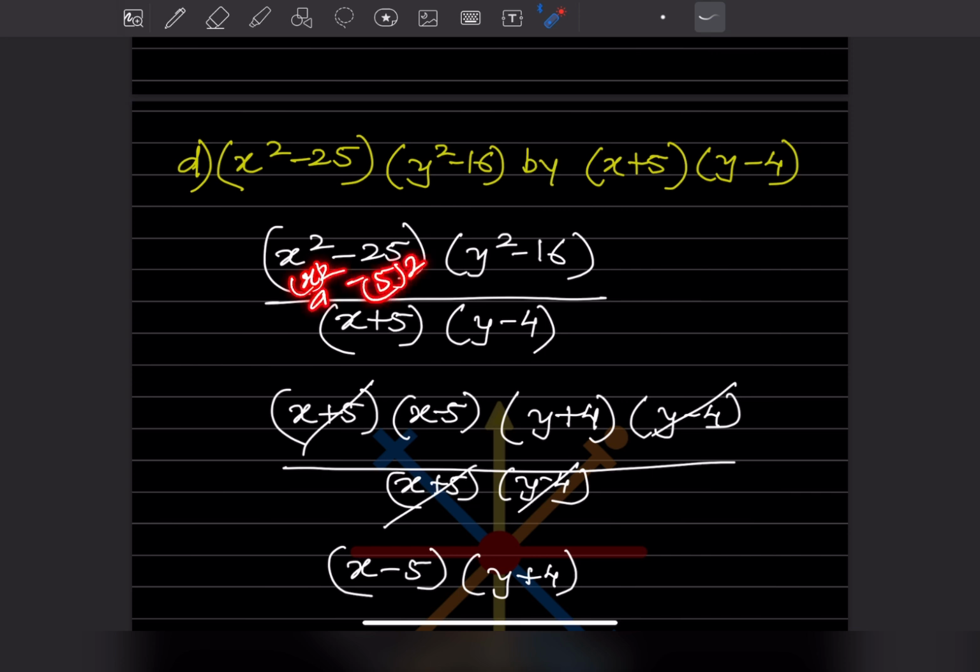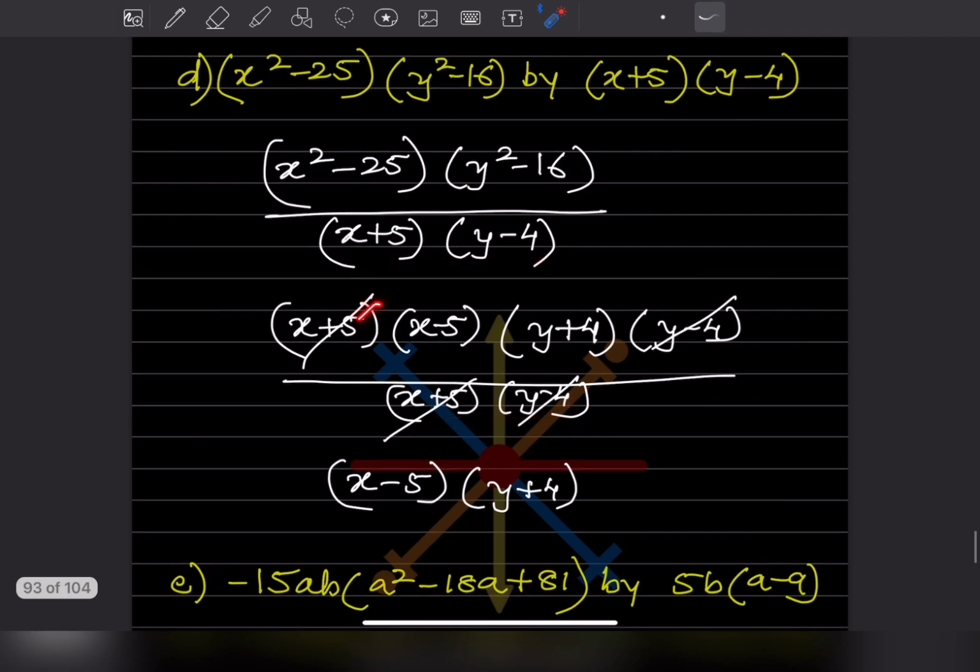So a is x and b is 5, so you can write this as a plus b and a minus b. Same here, this will be y square minus 4 square, so a is y and b is 4, so a plus b and a minus b. The denominator is the same. Now this and this get cancelled, this and this get cancelled. So the remaining is this, and this is the answer.